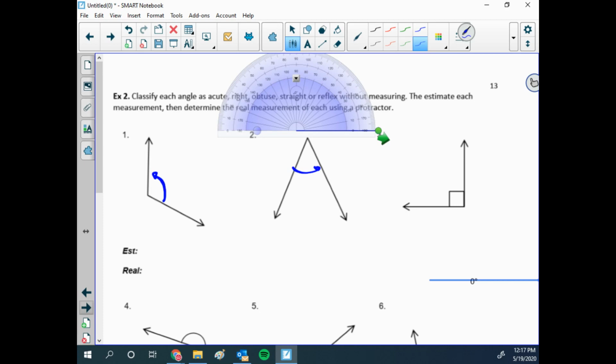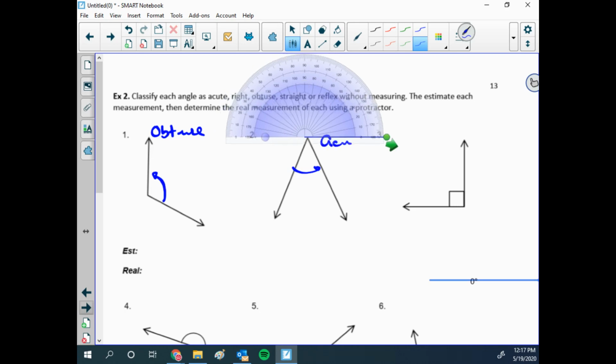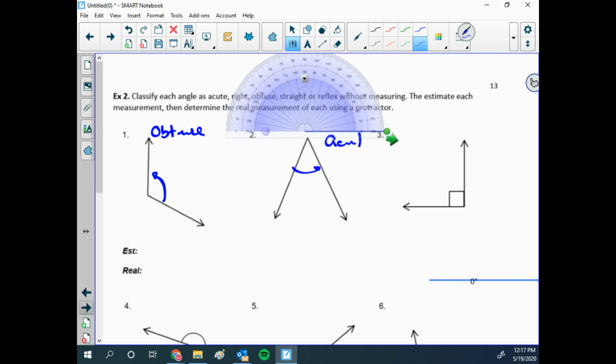First, I'm just going to categorize this first line here. So this looks like it is an obtuse angle because it looks like it's more than 90 but less than 180. This one here looks like it's less than 90, so that's an acute angle. And this one right here is a right angle because it has that box in the corner. I'm guessing for most of those, okay?